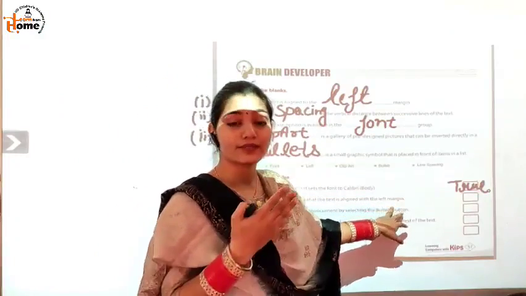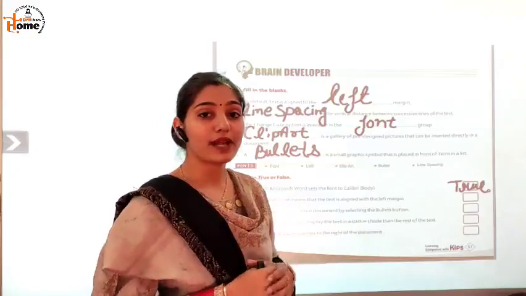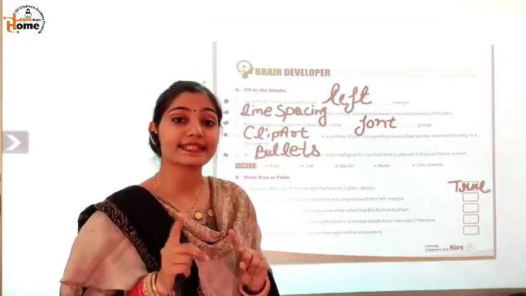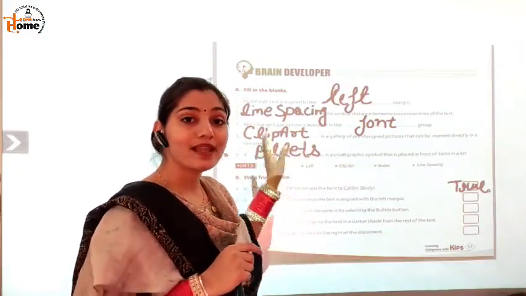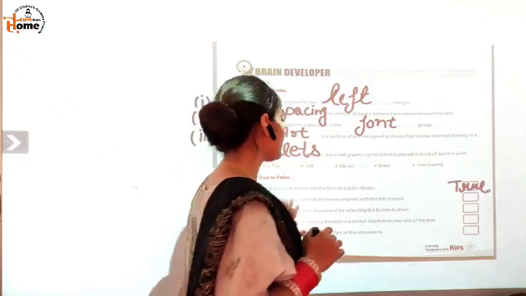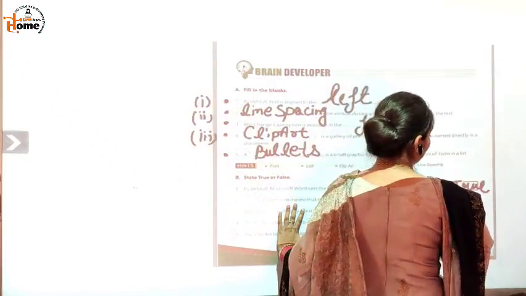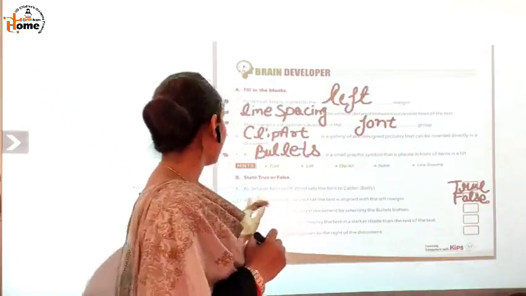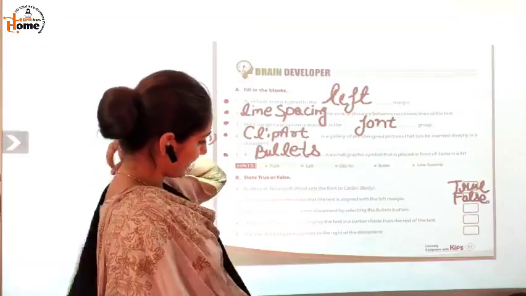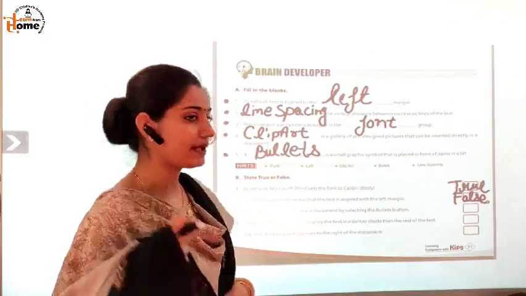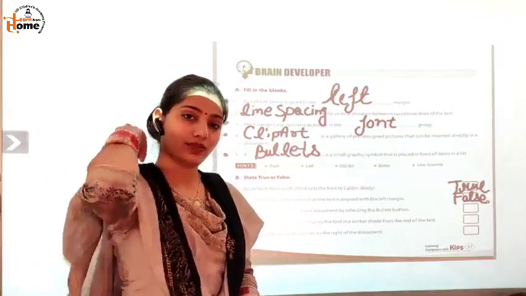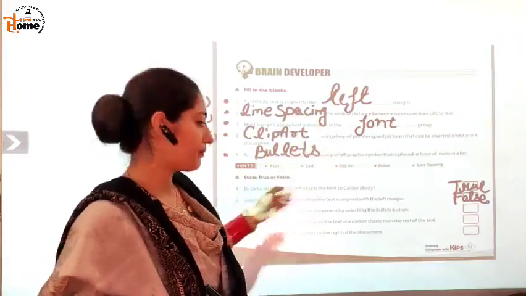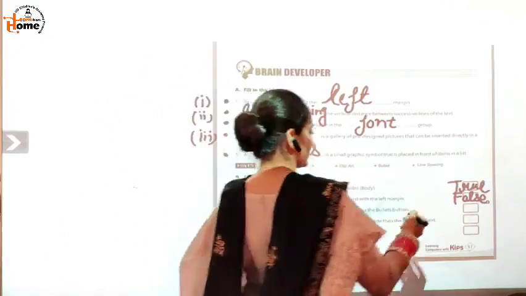No, it is not. In which alignment the text is aligned to the left margin? It is aligned text left. Okay, in aligned text left, your text is aligned to the left margin. But in the justified alignment, your text is placed evenly between left and right margin. So this is false. Next is, we can apply bullets to a text document by selecting the bullets button. Yes, we have bullets button in the home tab in paragraph group. From there you can apply bullets. So this is true.